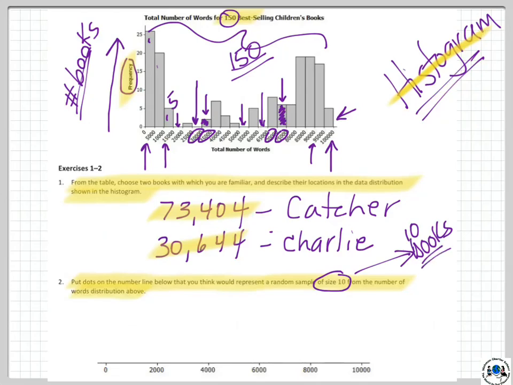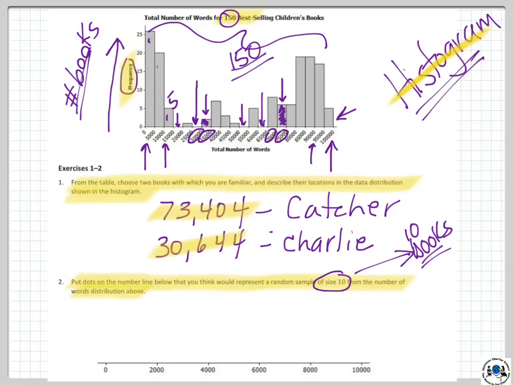So what we're going to do here is look at this number line. Again, this isn't making sense to me because I don't see the number line in front of me, but you see a number line in your pages, and on the next page of my presentation that number line will appear. We're going to put dots on the number line that you think would represent a random sample of 10 books from the number of words distribution above. Let's take a look at that.